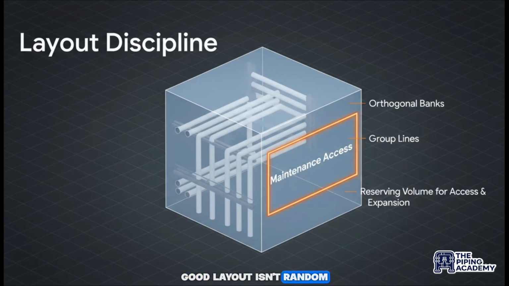Good layout isn't random. It requires discipline. We route our lines in orthogonal banks. That means running them north-south and east-west at very specific planned elevations. We group lines together so they can share supports, which is much more efficient. We intentionally leave empty corridors of space for future expansion and for maintenance access.